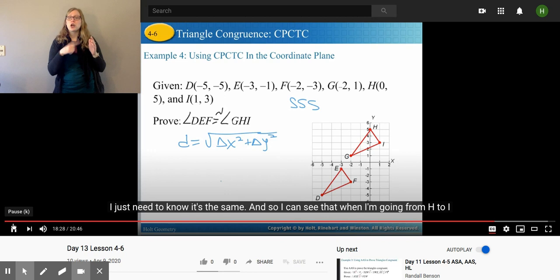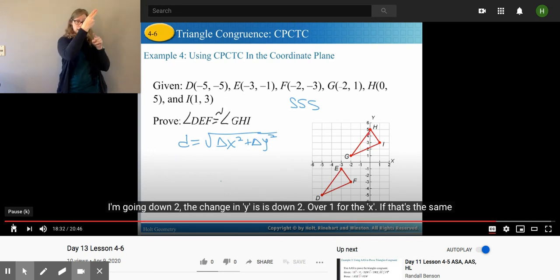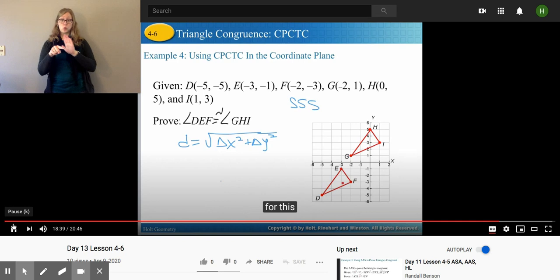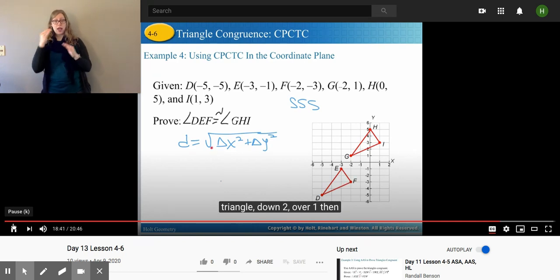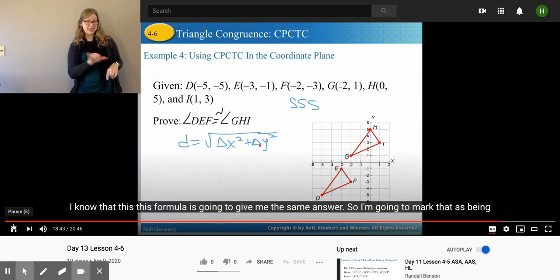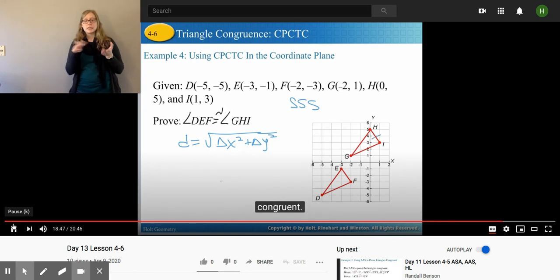And so I can see that when I'm going from H to I, I'm going down 2 over 1 for the x. If that's the same for this triangle, down 2 over 1, then I know that this formula is going to give me the same answer. So I'm going to mark that as being congruent.